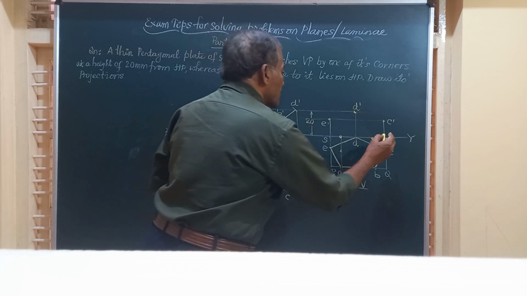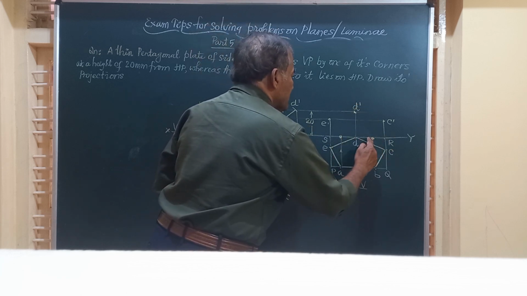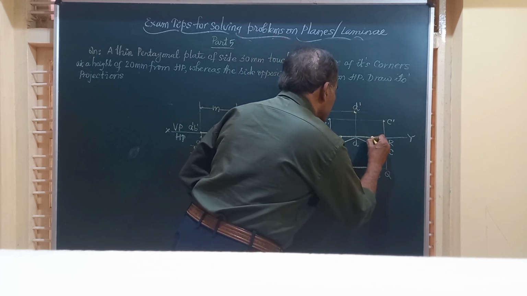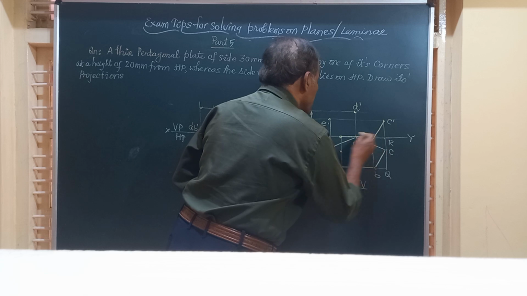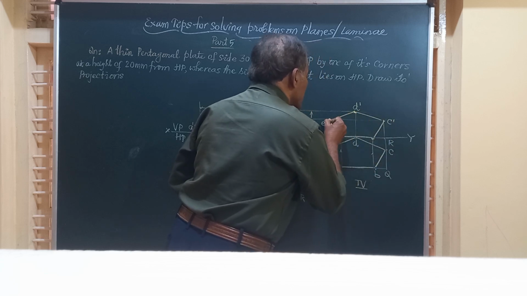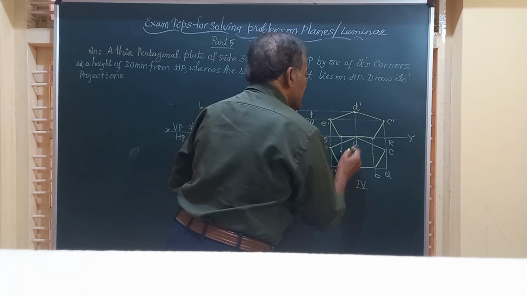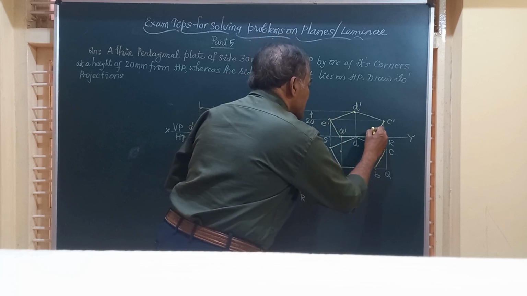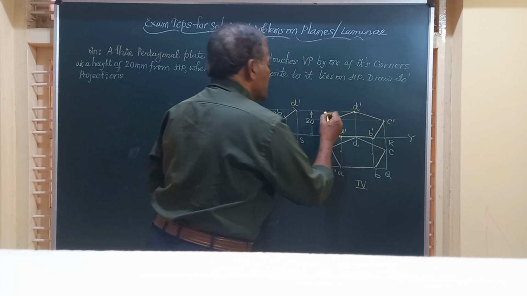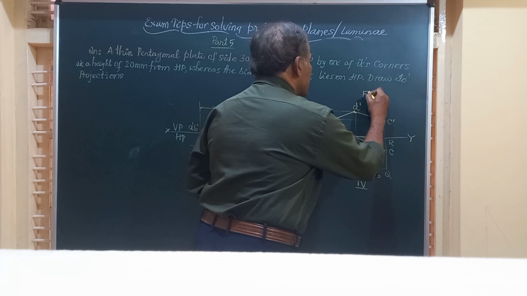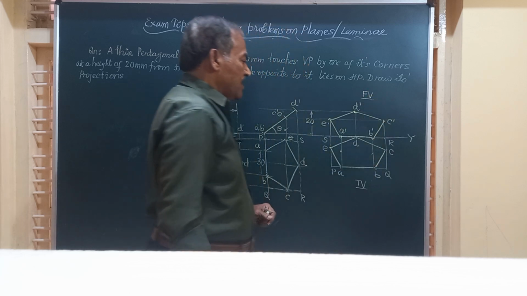Friends, we have got all the five corners A dash, B dash, C dash, D dash and E dash. We will join them by straight line. A to B, B to C, C to D, D to E and E to A. Friends, we will call this as A dash. This is B dash, C dash, D dash and E dash. Friends, this will give you the final front view of the lamina.